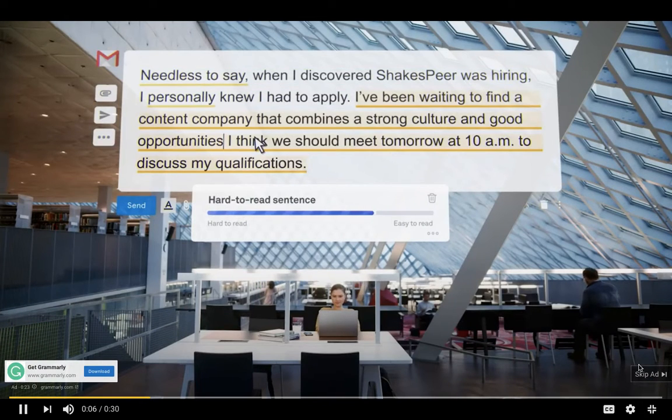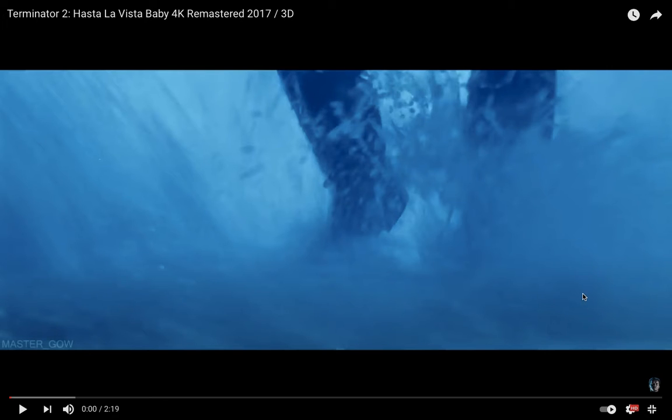Also, I would like to note that yes, this movie is rated R, but this is a robot right here, so there's no actual violence being shown, and there are no curse words in this scene.